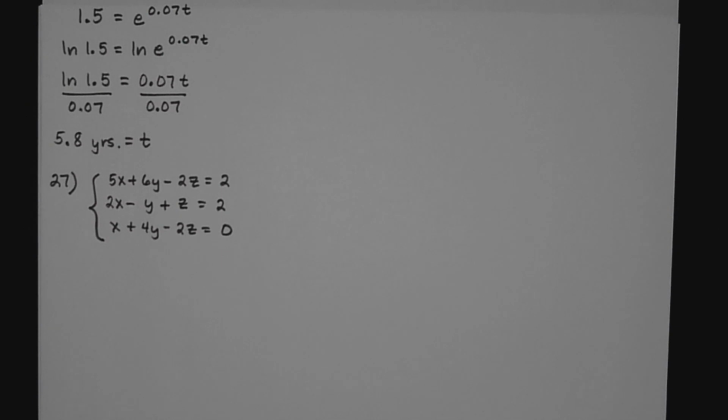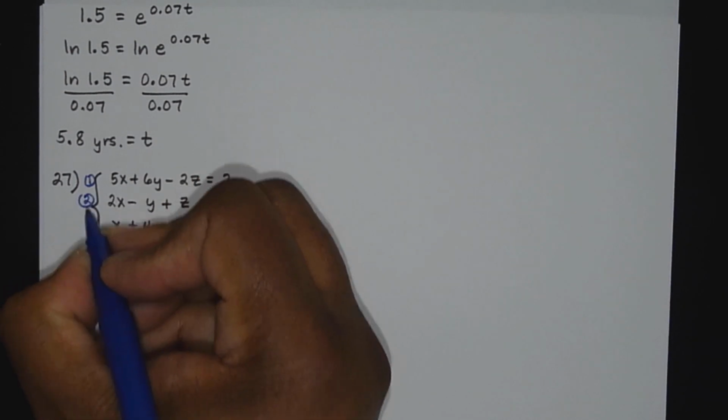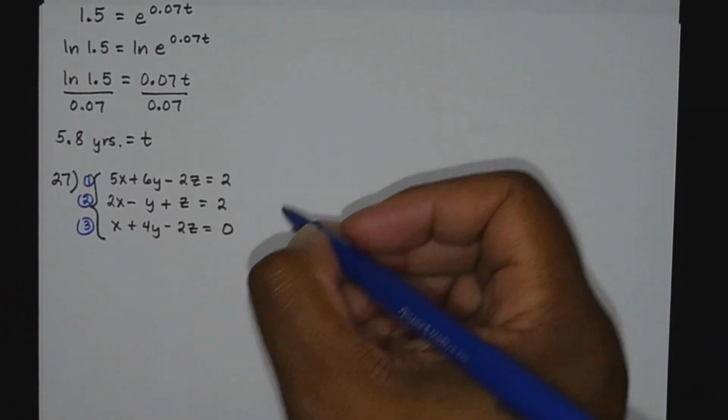Now, of course, you have to pick 2 equations and eliminate 1 variable, and then pick another set of equations and eliminate that same variable as well. That way you have 2 equations and 2 variables, where you can reduce it to an equation in a single variable and solve for x, or y, or z. I'm going to use equations 1 and 2. In fact, let me label this as equation 1, that's equation 2, and that's equation 3.